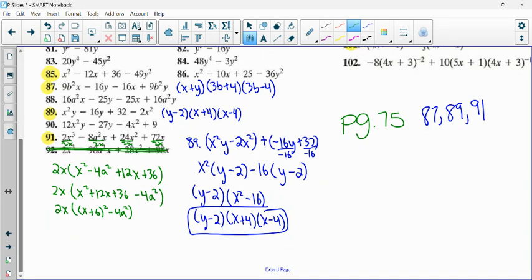And then you have difference of squares here. So again, you can take the square root of each one, and the square root of x plus 6 quantity squared would be just x plus 6. The square root of 4a squared is 2a. So it would be x plus 6 plus 2a, and x plus 6 minus 2a.